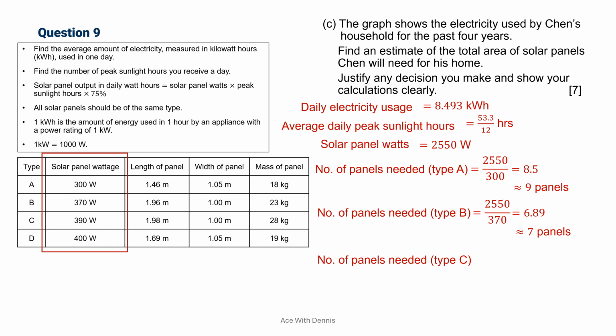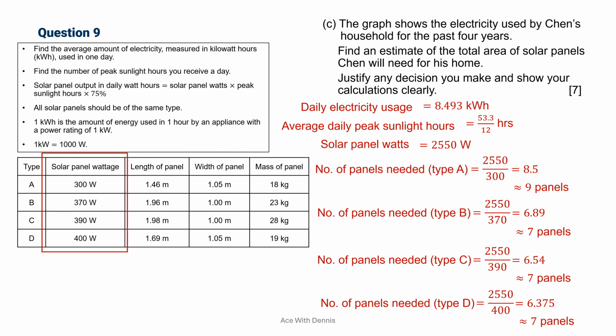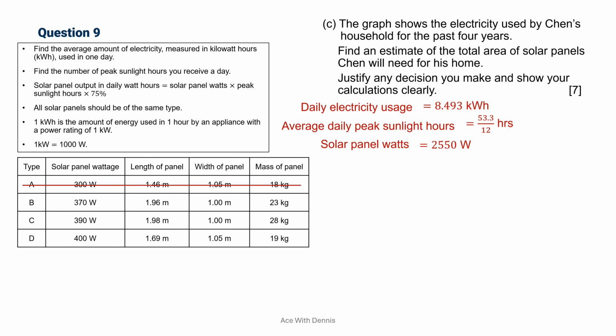Same for the number of panels needed for type C, 2,550 divided by 390, we get 6.54, which is about 7 panels. And lastly, number of panels needed for type D, 2,550 divided by 400, we get 6.375, which is also about 7 panels. Among these panels, we'll reject type A as it needs more panels. Now, we have rejected type A solar panel.